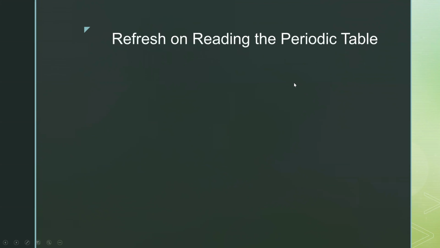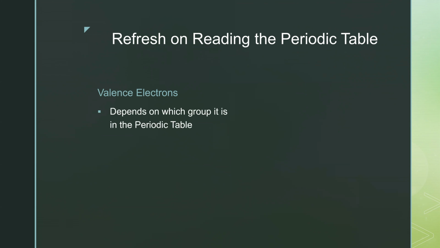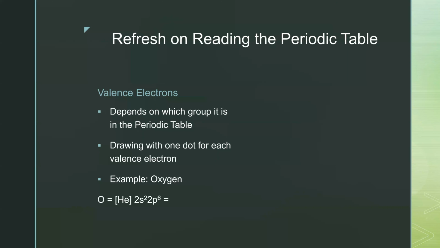Moving forward, just to get a little bit of an example. So we just did the refresher reading. The valence electrons depend on which group the element is in, and we draw 1 dot for each valence electron. So we're going to do an example with oxygen. Oxygen is going to be in that 6 valence electron group over here on the right.